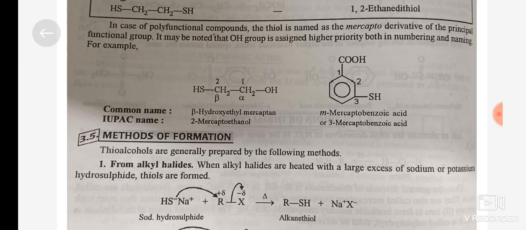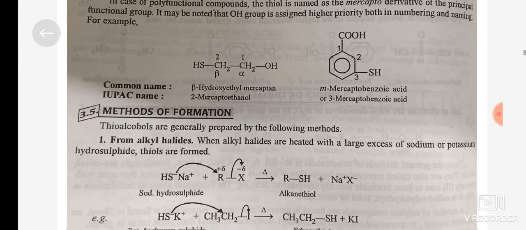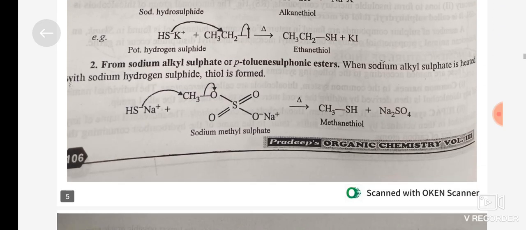Methods of formation. Thioalcohols are generally prepared by the following methods. First, from alkyl halide. When alkyl halides are heated with an excess of sodium or potassium hydrosulfide, thiols are formed. Second, from sodium alkyl sulfate or para-toluene sulfonic ester. When sodium alkyl sulfate is heated with sodium hydrogen sulfide, thiol is formed.